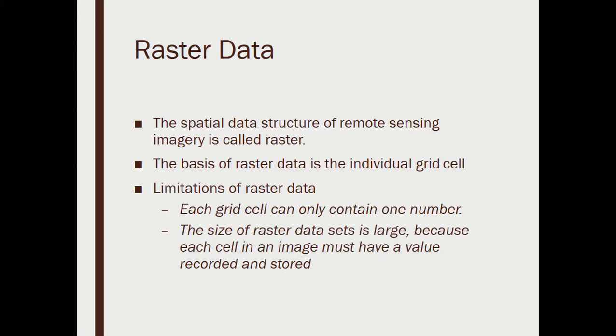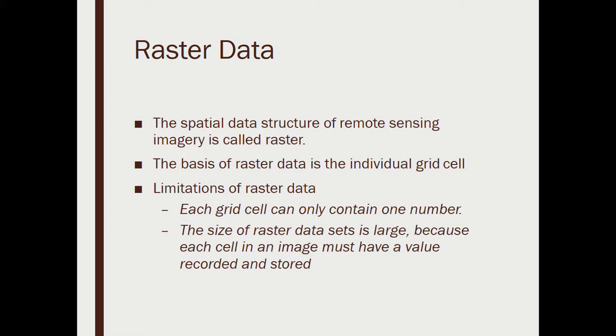And now we continue with the raster data. The spatial data structure of remote sensing imagery is called raster, so the pixel is called raster. The basis of raster data is what we call individual grid cells. Every grid cell contains a digital number or brightness value, and it can only store one value for every pixel.